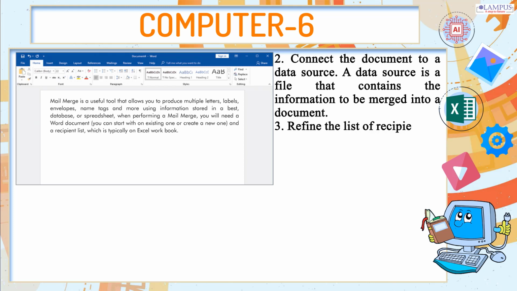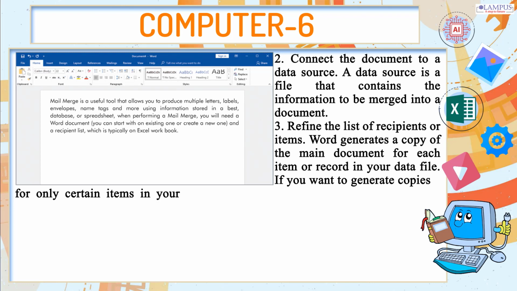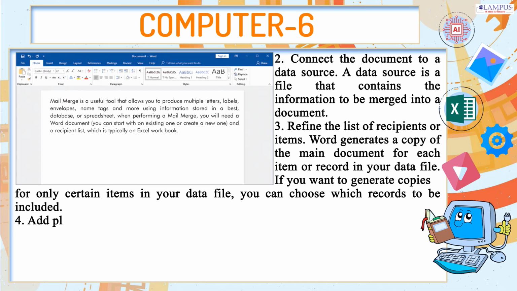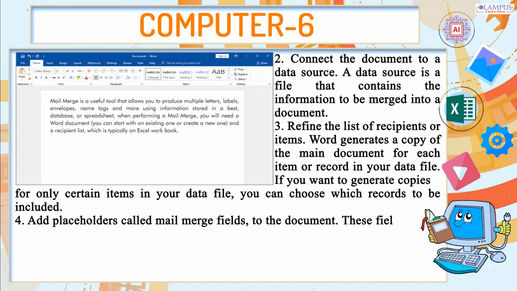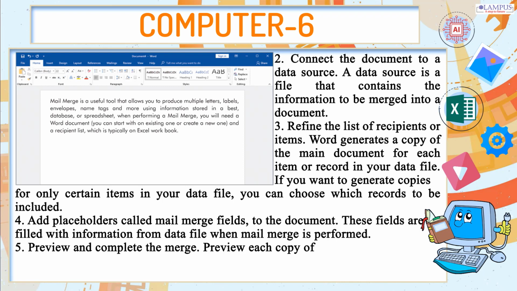3. Refine the list of recipients or items. Word generates a copy of the main document for each item or record in your data file. If you want to generate copies for only certain items in your data file, you can choose which records to be included. 4. Add placeholders called mail merge fields to the document. These fields are filled with information from the data file when mail merge is performed. 5. Preview and complete the merge. Preview each copy of the document before printing.